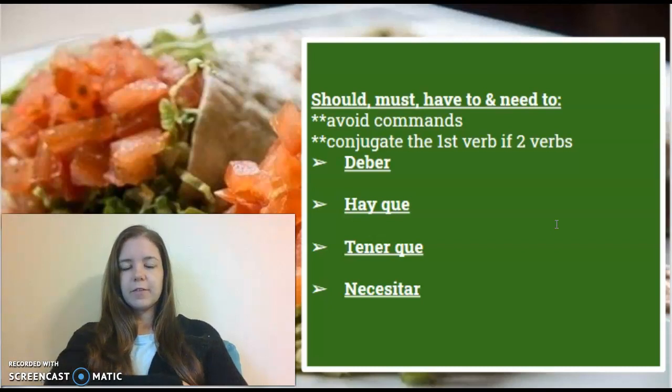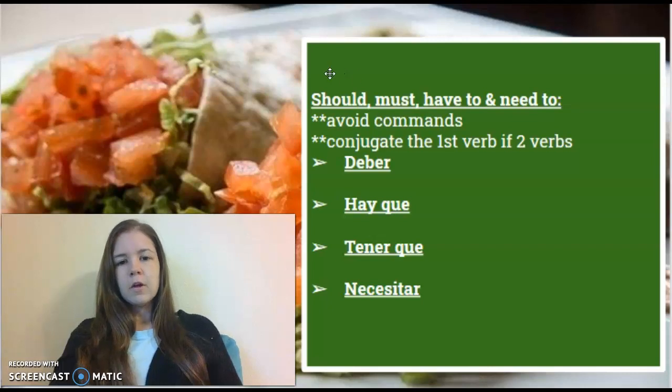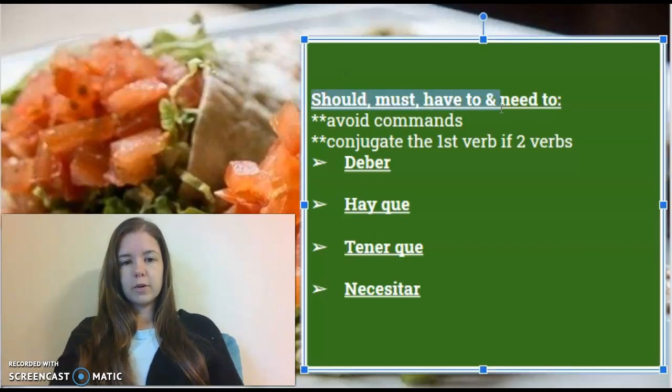Hola, this video reviews the words should, must, have to, and need to. Whenever you use one of these words in Spanish, you're going to have a verb right after it. For instance, I could say, you should eat vegetables. You must eat vegetables. You have to eat vegetables. You need to eat vegetables.